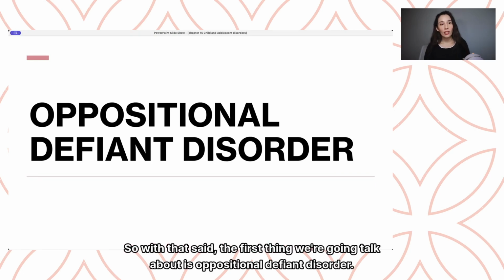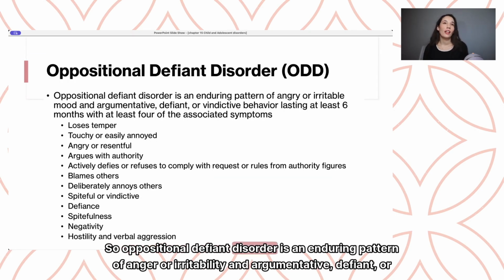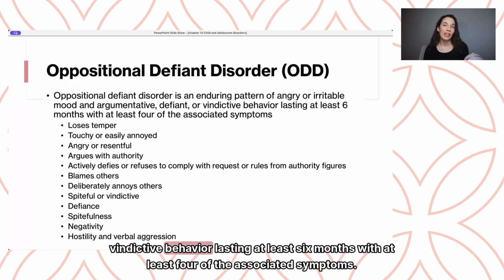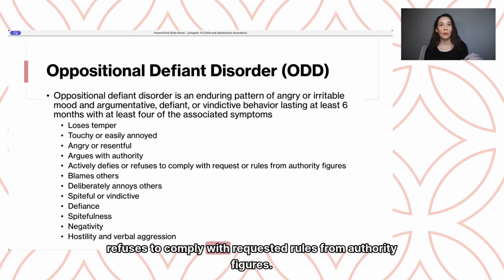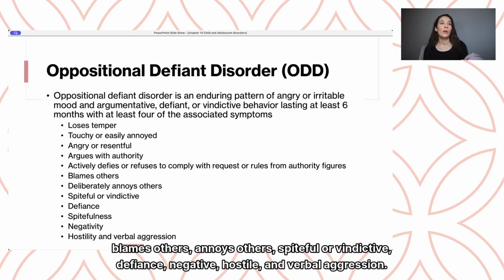So with that said, the first thing we're going to talk about is oppositional defiant disorder. Oppositional defiant disorder is an enduring pattern of anger or irritability and argumentative, defiant, or vindictive behavior lasting at least 6 months with at least 4 of the associated symptoms. So losing their temper, touchy or easily annoyed, angry or resentful, arguing with authority, actively defies or refuses to comply with requested rules from authority figures, blames others, deliberately annoys others, spiteful or vindictive, defiance, negative, hostile, and verbal aggression.